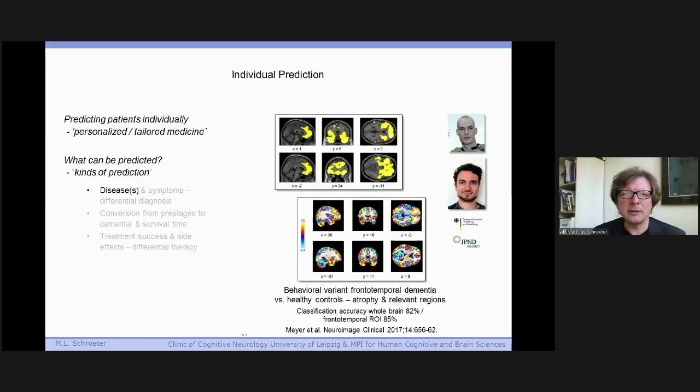In the upper panel, you see atrophy in patients compared to healthy controls. And in the lower panel, you can see brain regions contributing to correct classification. Here we can reach a high classification accuracy of 82% in comparison to a chance level of 50%, which might even be increased if you go from whole brain classification to meta-analytically driven classification, where we focused only on the regions which were identified in the meta-analysis as disease-specific.